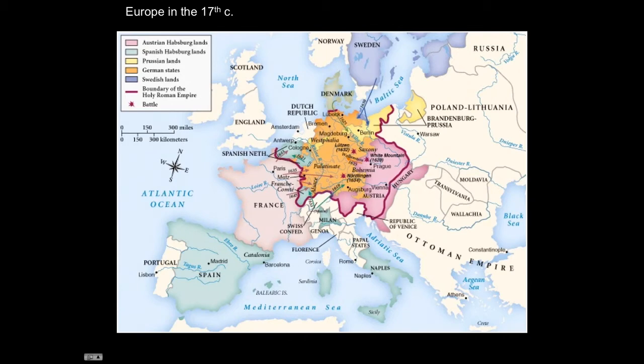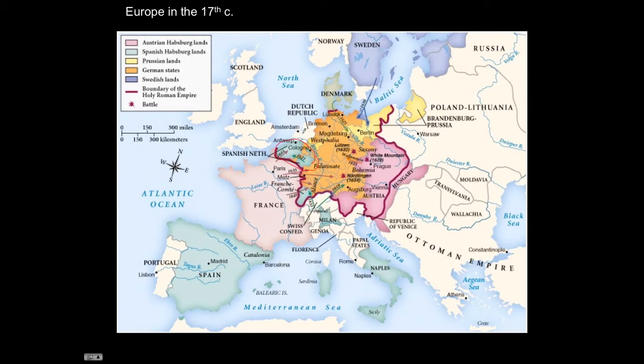So this area here, basically modern-day Brussels, stays with Spain. They stay Catholic. The Dutch Republic is now going to be Protestant. So it's really interesting that right next to each other, they're going to be practicing two very different religions and producing very different styles of art.